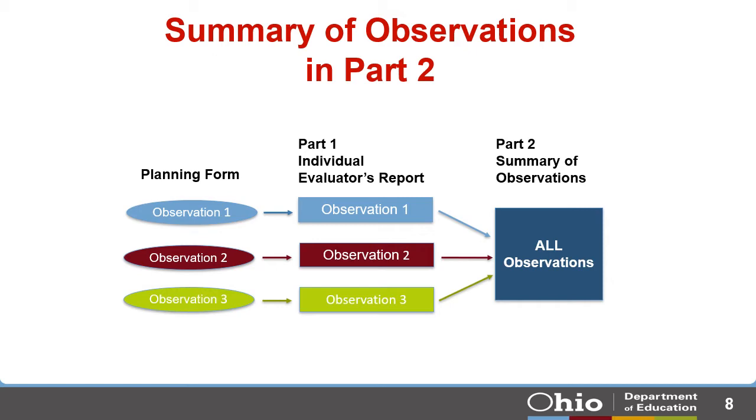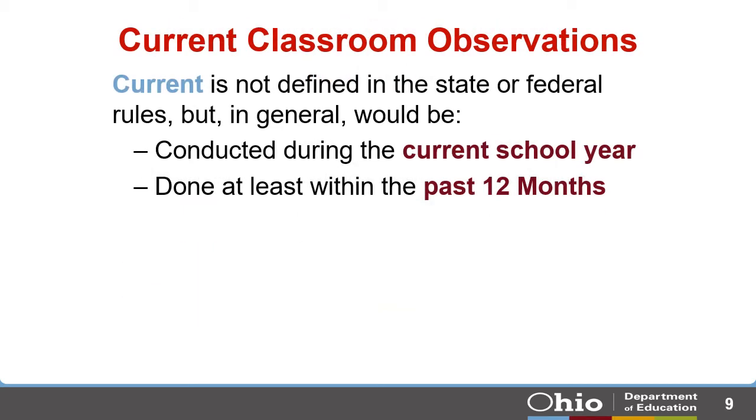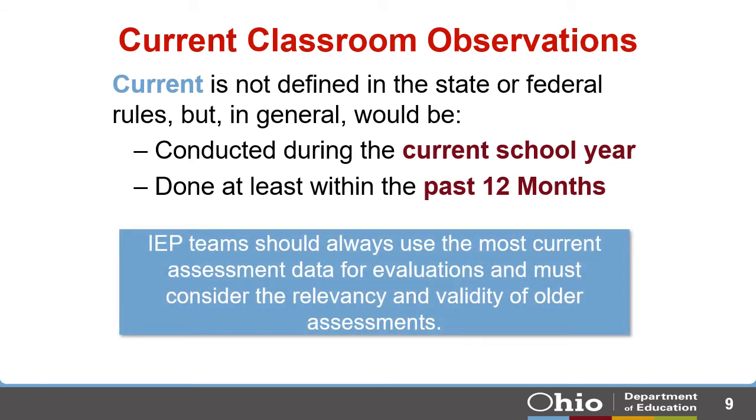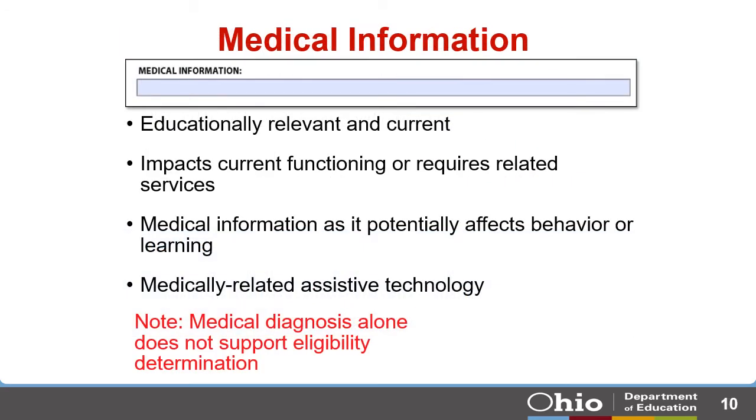The term current is not defined in the state or federal rules, but in general would be conducted during the current school year or done at least within the past 12 months. IEP teams should always use the most current assessment data for evaluations and must consider the relevancy and validity of older assessments. The focus in this part is on information that is educationally relevant and current.